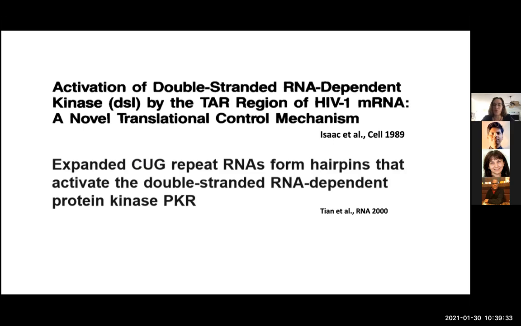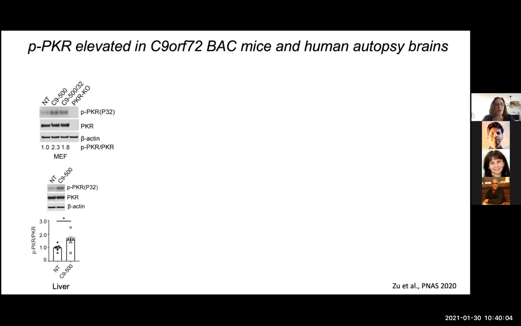This work was really pioneered by Nahum Sonenberg's lab, who showed that HIV-1 can activate the PKR pathway. But also Charles Thornton's lab showed that expanded CUG repeats that are found in myotonic dystrophy and other diseases like SCA8 can form hairpins that also activate the double-stranded RNA-dependent protein kinase R.